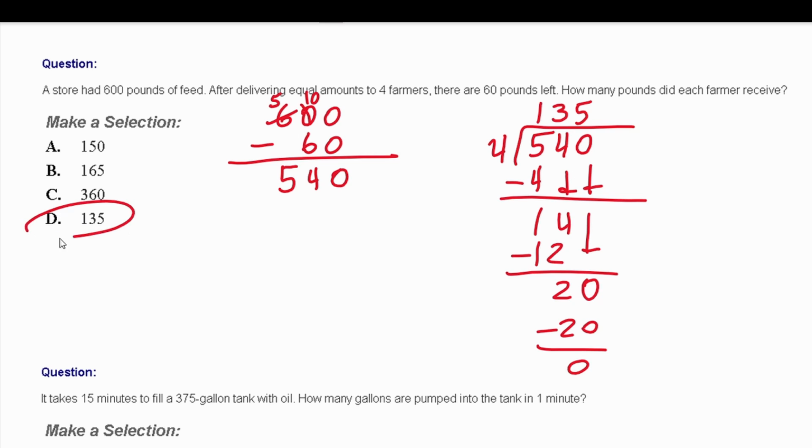In other words, if there were 60 pounds left over, and from the rest, each farmer got a fair share of feed, that means each farmer got 135 pounds of feed, which is D. Okay, so that's that one.